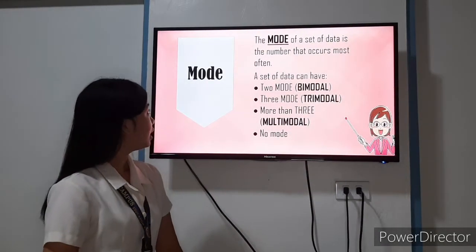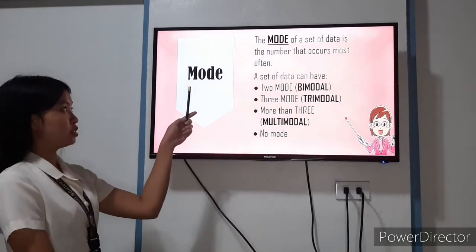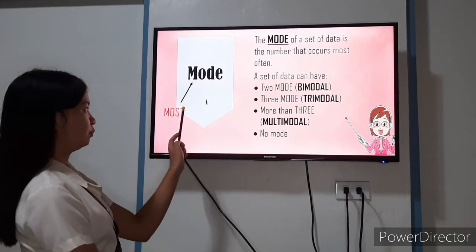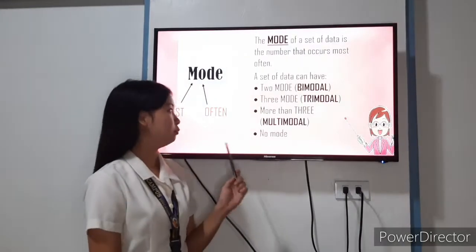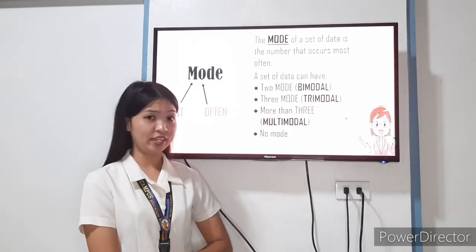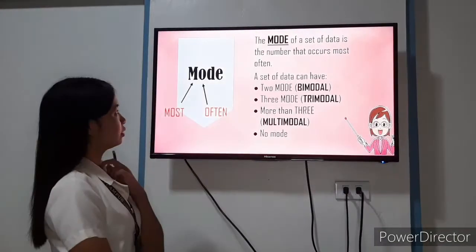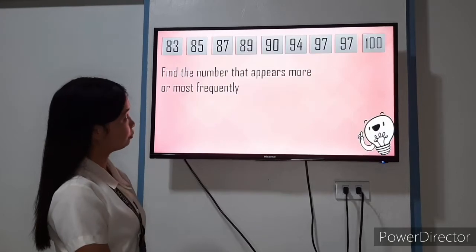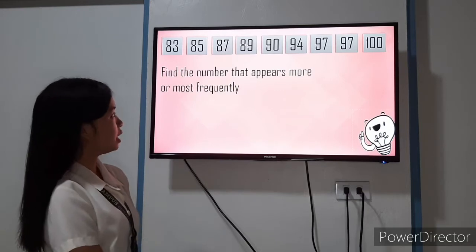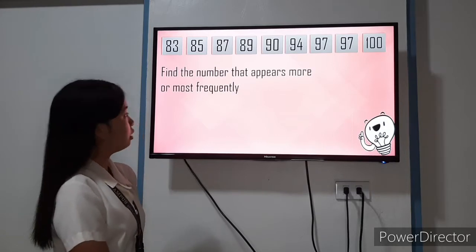So, I'll give you a keyword in this central tendency. Just look at the first two letters, which are M and O. M, the most, and O, often, for you to easily remember the mode. And it will give you a hint, right? So, let us have another example in these measures of central tendency. Okay, another data. It says here that the first step is we need to find out the number that appears more or most frequently.